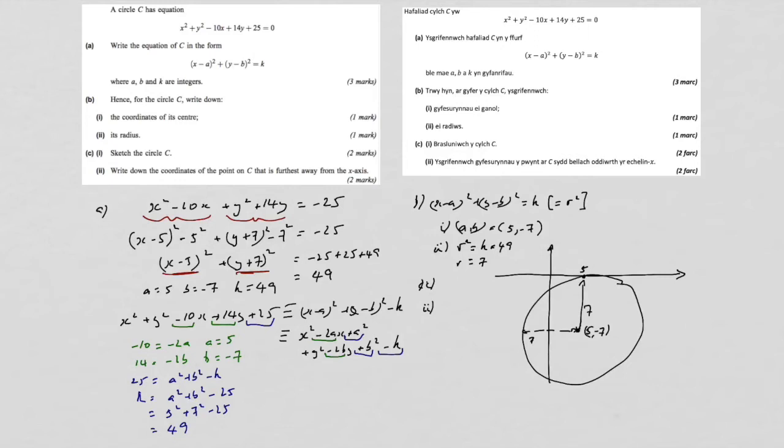Write down the coordinates of the point on C that is furthest away from the x-axis. Well, this is the x-axis here, so this is the point right down at the bottom here, and all we've done there is gone another 7 down from the centre, so that point is going to be 5 minus 7, and then we're taking 7 away from the y coordinate, so that gives us 5 minus 14.